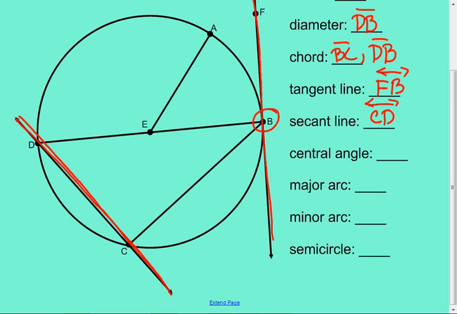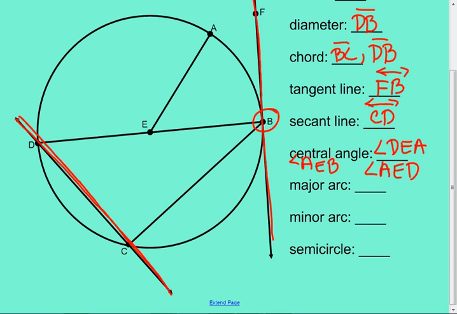Can you name a central angle? Can you give me a central angle? DEA? Yes. Okay. AED is the same angle. You could also have angle AEB.